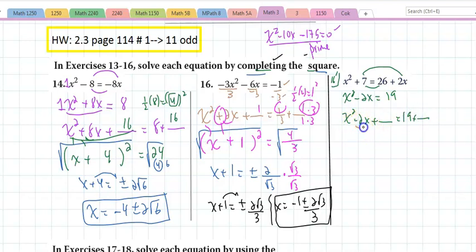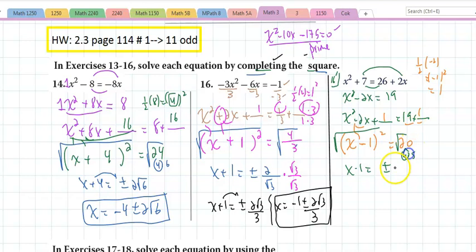I'm going to take half of the middle number and I'm going to square it. This becomes a perfect square. X with that sign, the number before I squared it, 19 plus 1 is 20. And if I use the square root property, x minus 1 will equal plus or minus the square root of 20, which is 4 times 5. So this clears the radical and you have a 5 left over. Move the 1 over and there it is.